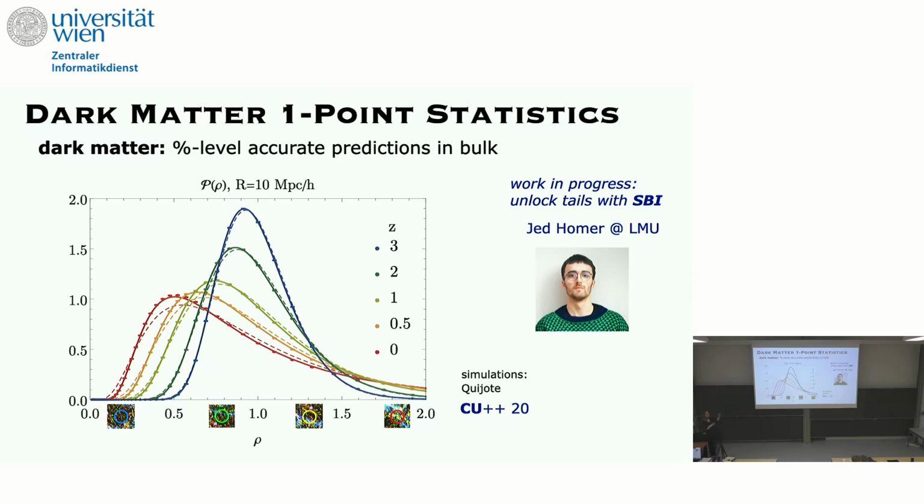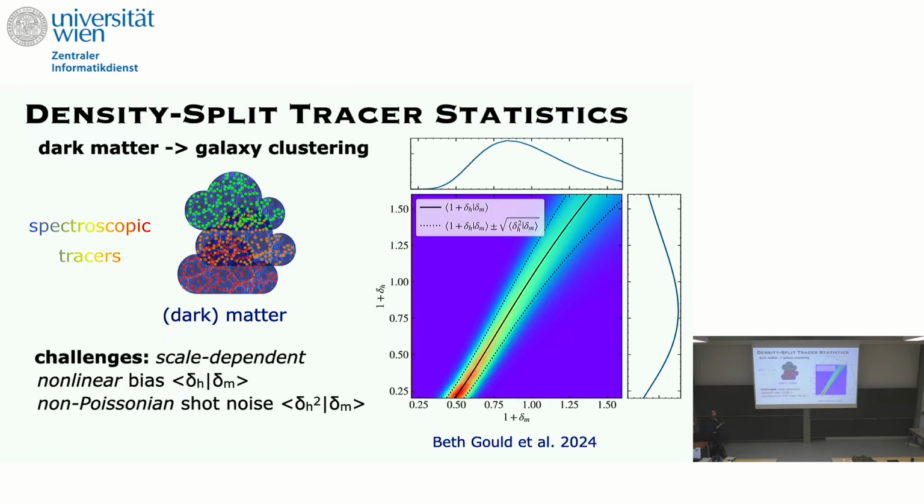So matter is all beautiful, and I think we have a quite solid theory, but once you go to observables, right, it becomes more difficult. So let's imagine we want to do galaxy clustering, right? Roughly speaking, we have the dark matter here, and now we have some tracers. Let's start with spectroscopic tracers. There are two main challenges.